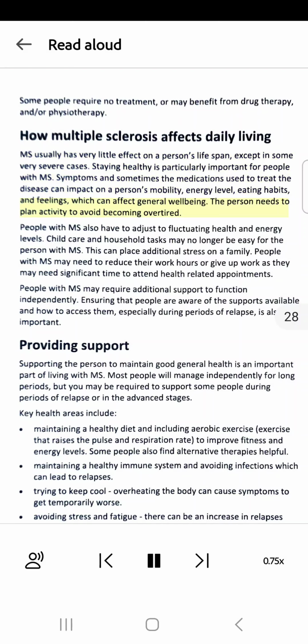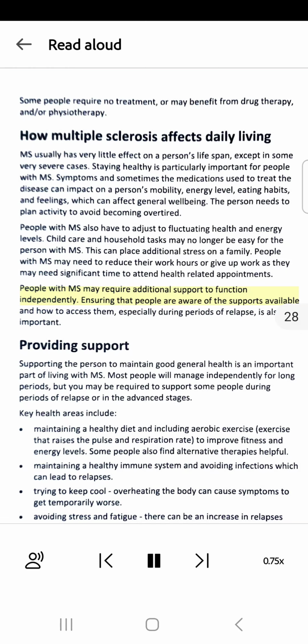The person needs to plan activity to avoid becoming overtired. People with MS also have to adjust to fluctuating health and energy levels. Child care and household tasks may no longer be easy for the person with MS. This can place additional stress on a family. People with MS may need to reduce their work hours or give up work as they may need significant time to attend health-related appointments. People with MS may require additional support to function independently.